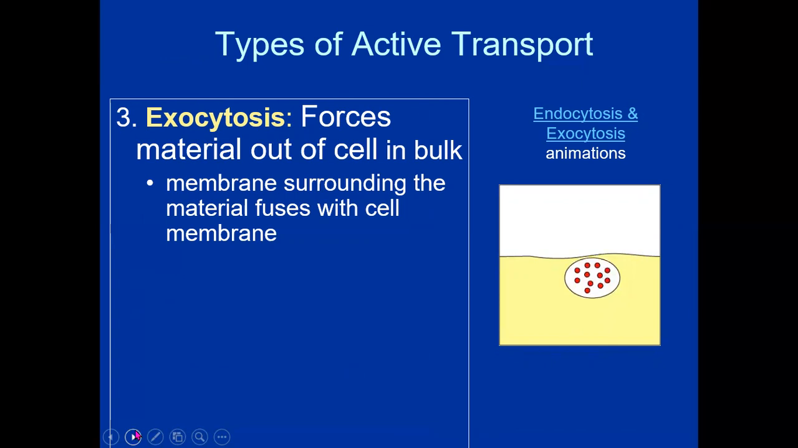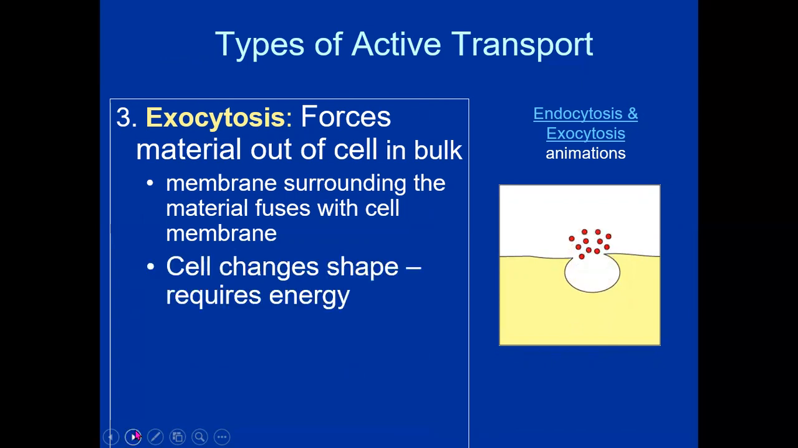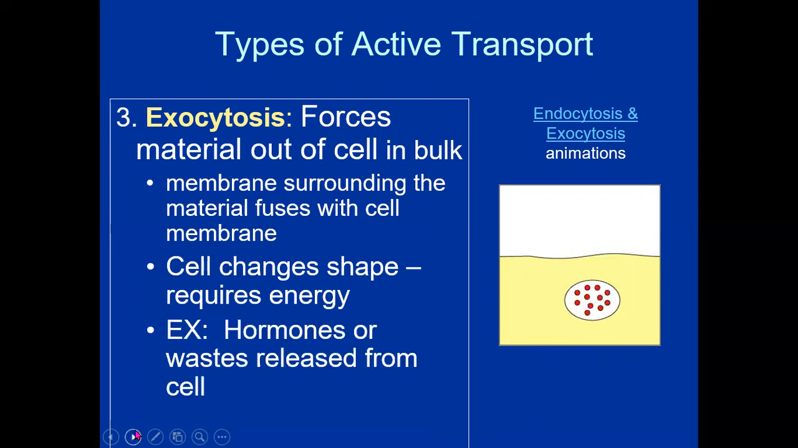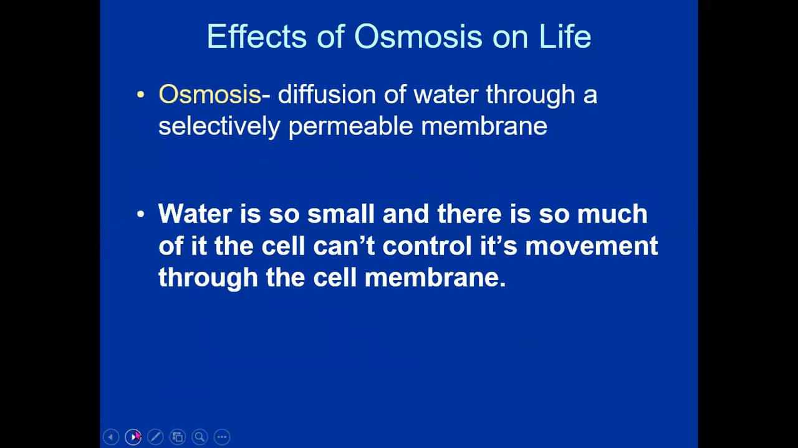The mechanism is usually more or less the same as it happens in endocytosis. And this is the process through which hormones and other wastes are excreted, or in other words, are released from the cell. So these are the types of cell transport.